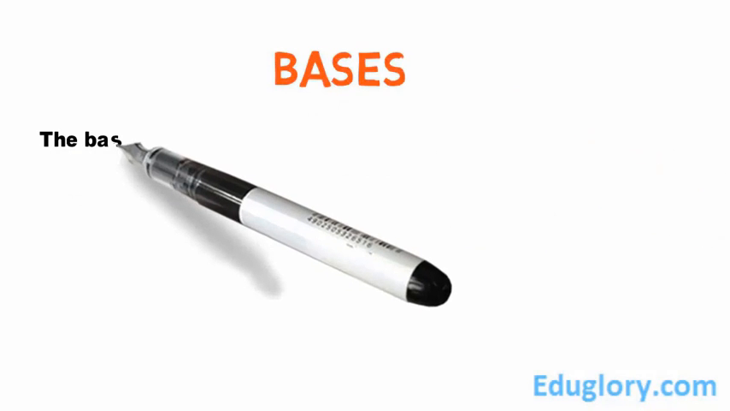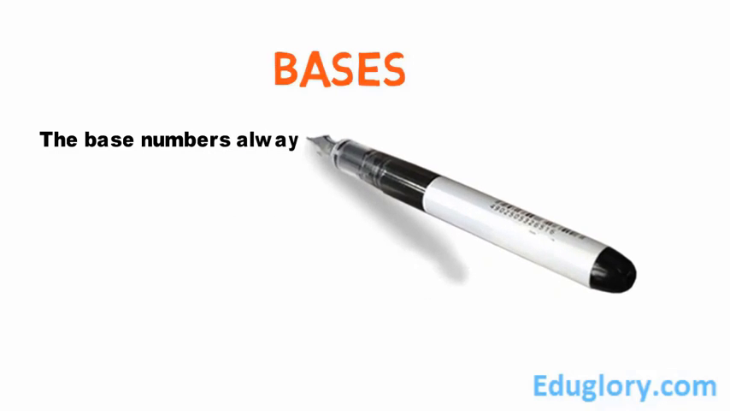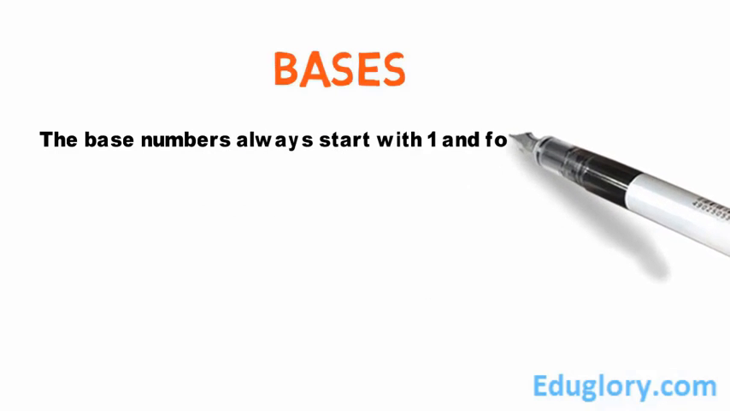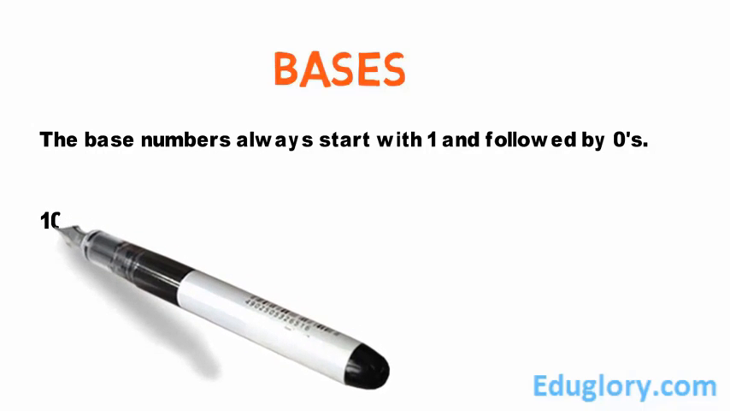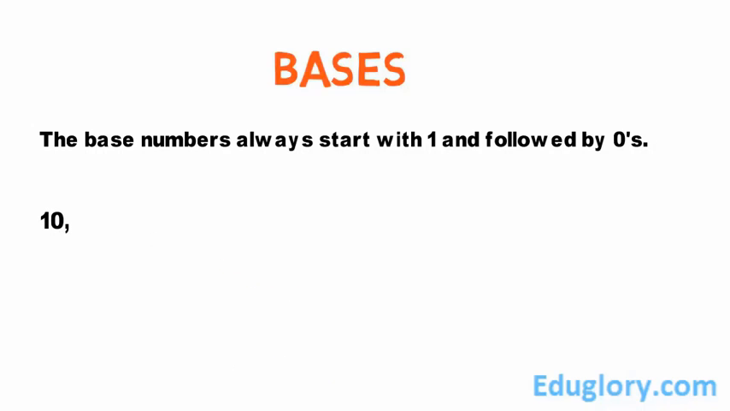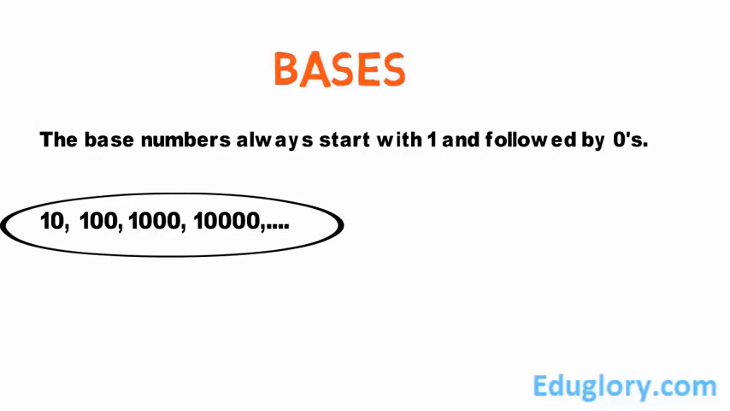Let's understand what are bases. The numbers which start with 1 and followed by n number of zeros are called base numbers. Bases are simply the powers of 10. For example, numbers like 10, 100, 1000, 10,000 and so on. Only these kind of numbers are known as bases.